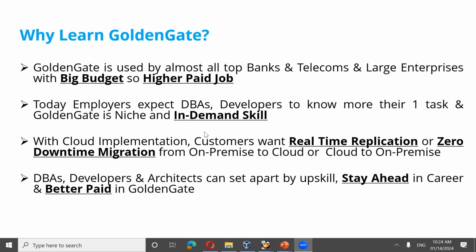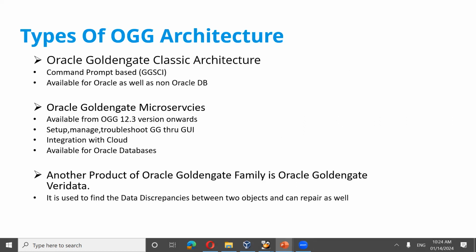So now let us focus on the technical part again. Sorry, now let us discuss the different types of Goldengate architectures available. There are two types of architecture available. One is Oracle Goldengate classic architecture and second is microservices. So how many of you have worked on Goldengate? Type in the chat window.